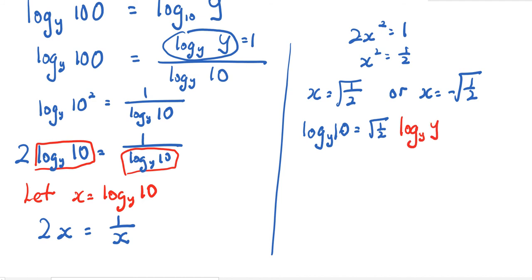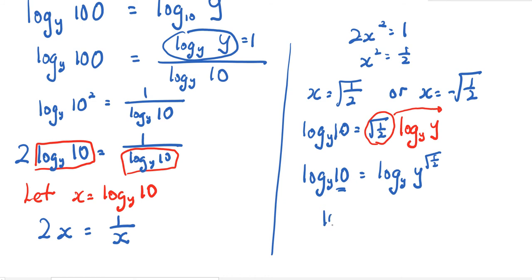Can I remove the log now? No. There is something here. What must I do? Bring up. So what do I write? y power square root half. Can I remove the log y now? Yes, so what do I write? 10 power square root half. Don't be scared about this. How do I remove it?